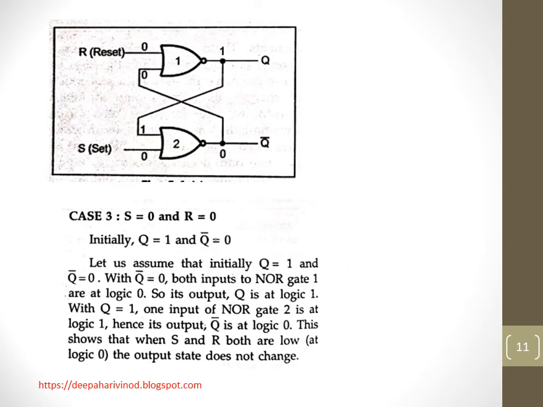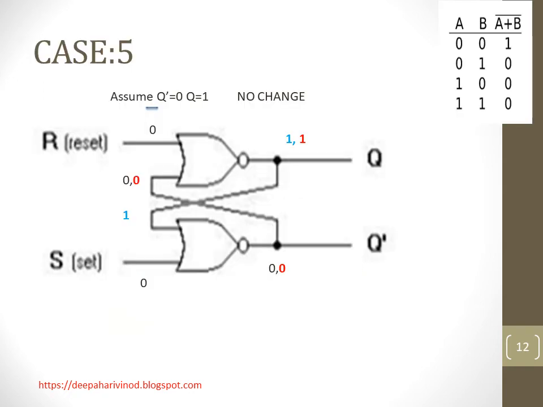So, let us analyze these conditions. Here, assume Q as 0 and Q bar as 1, and Q as 1. So, the ultimate conclusion is no change.